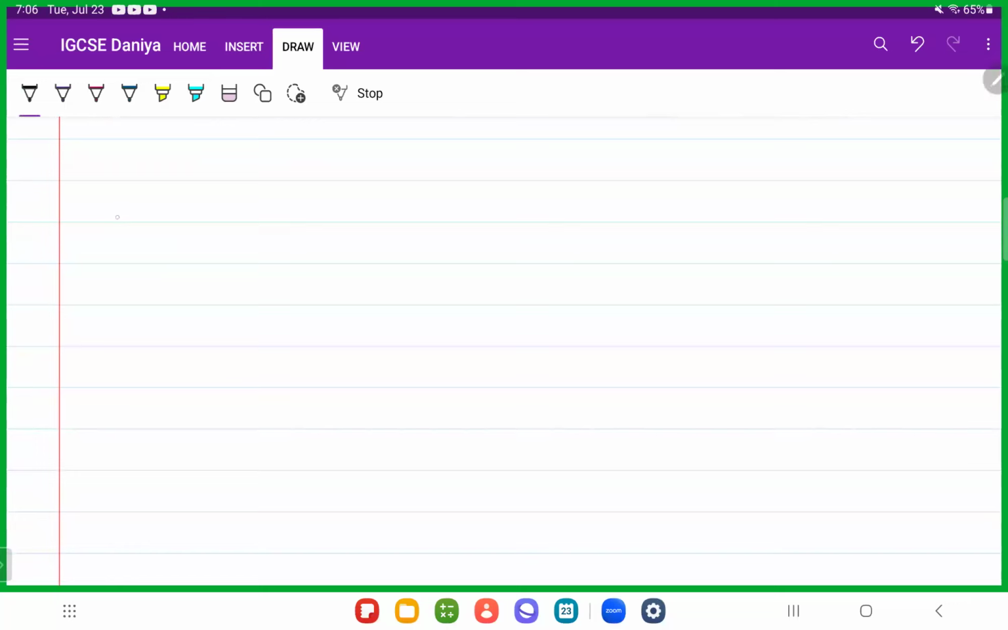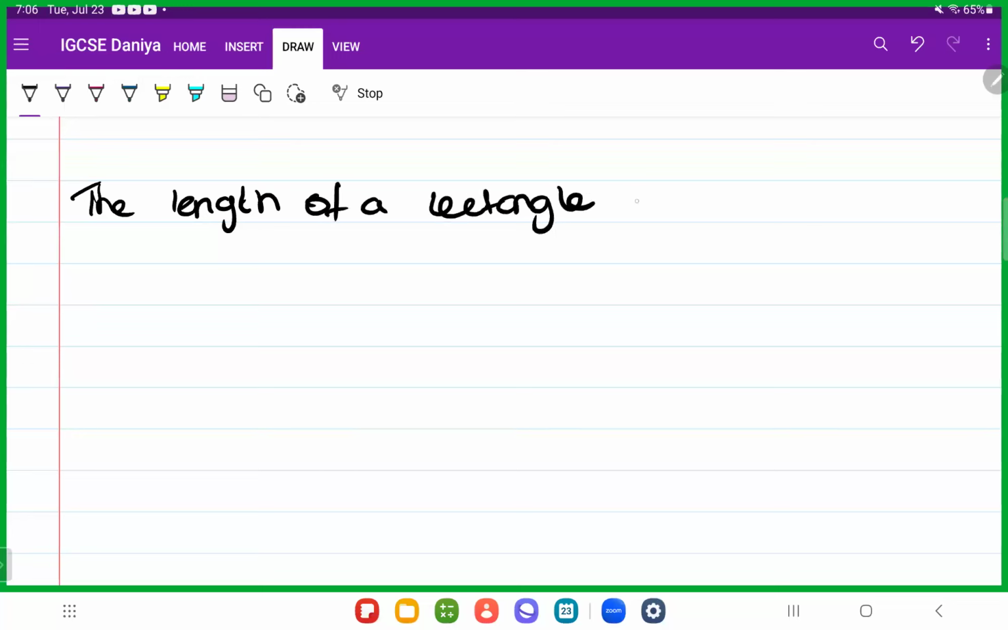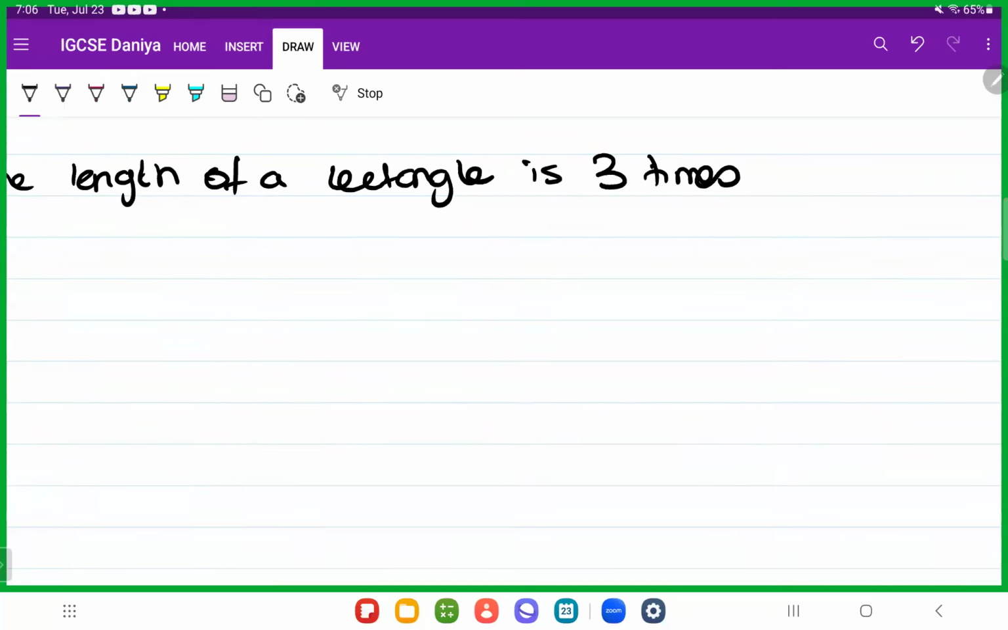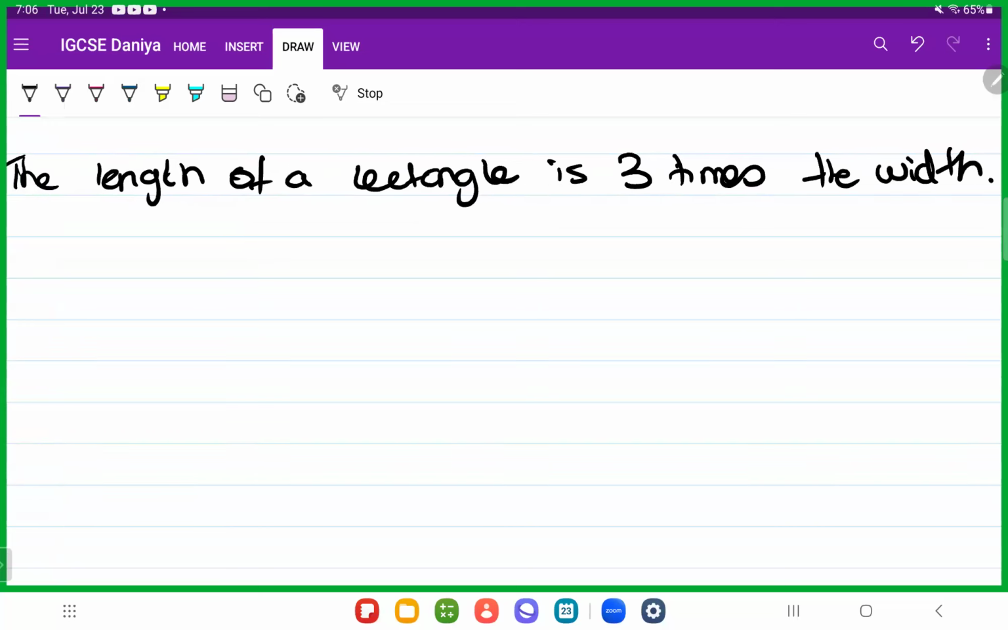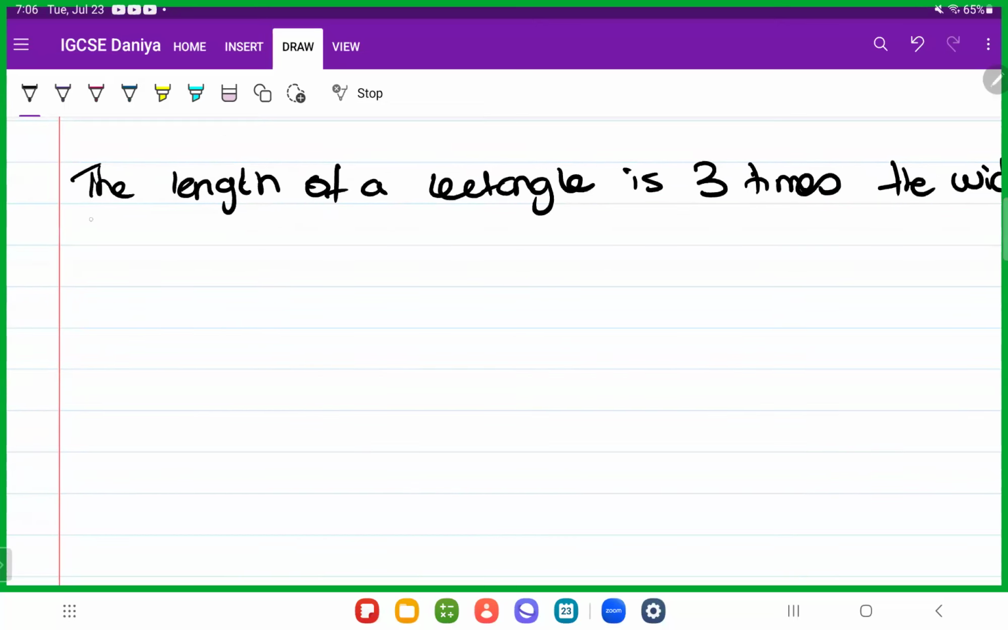They are saying the length of a rectangle is 3 times the width. If the perimeter is 36 centimeters, find the width. They will always give you the information to make out the equation.